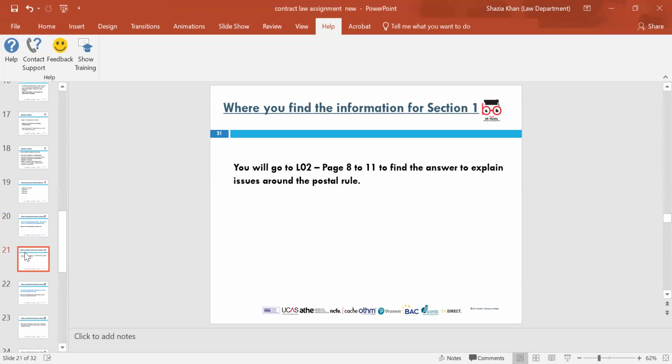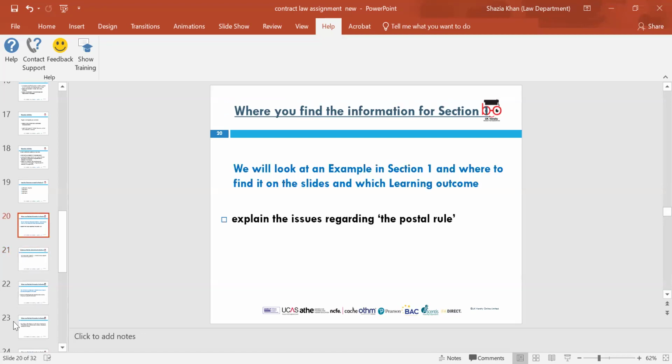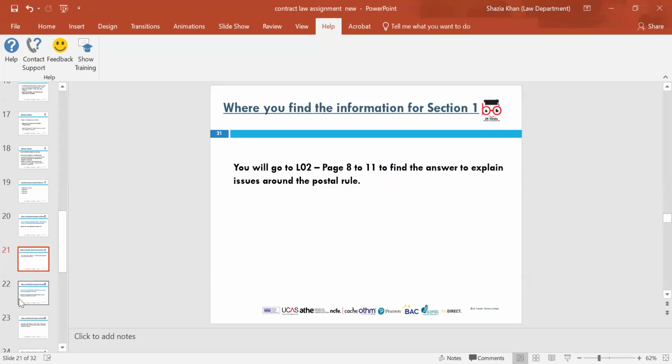Where you would find this for the task, you would go on to learning outcome 2, and it is the slides for learning outcome 2, pages 8 to 11. You'll find the answer to explain issues around the postal rule. So that would cover you as an example to look at pages 8 to 11 for learning outcome 2 to cover the element of the postal rule.